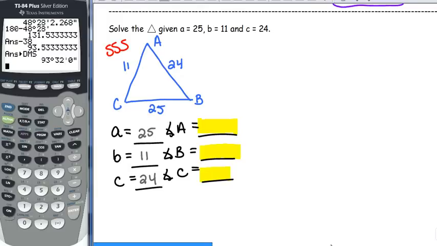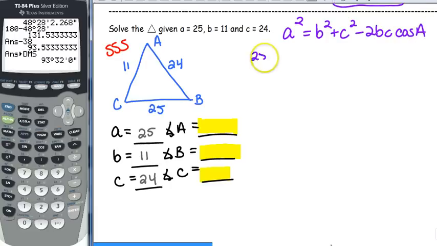It does not matter which one we start with. I'm just going to start with A because it's the first one. So we have to use A squared is equal to B squared plus C squared minus 2BC cosine of angle A, because that's the only equation that has angle A in it. We have that our side A is 25, B is 11, and C is 24. So we fill in that given information.